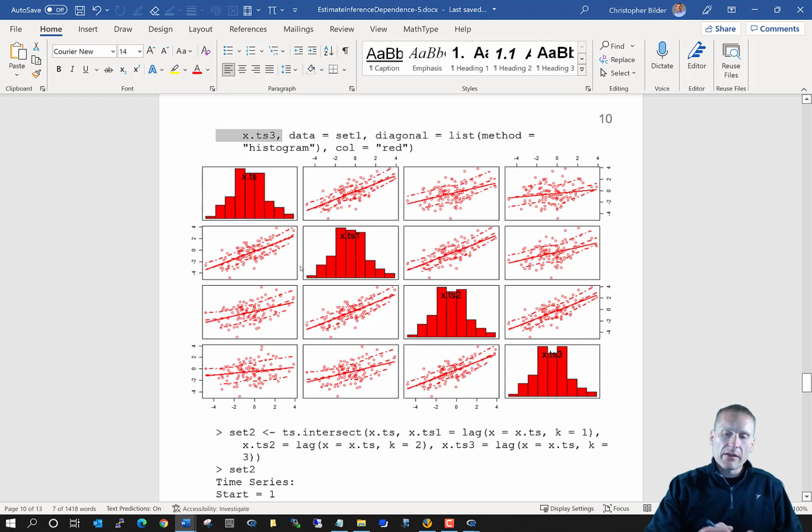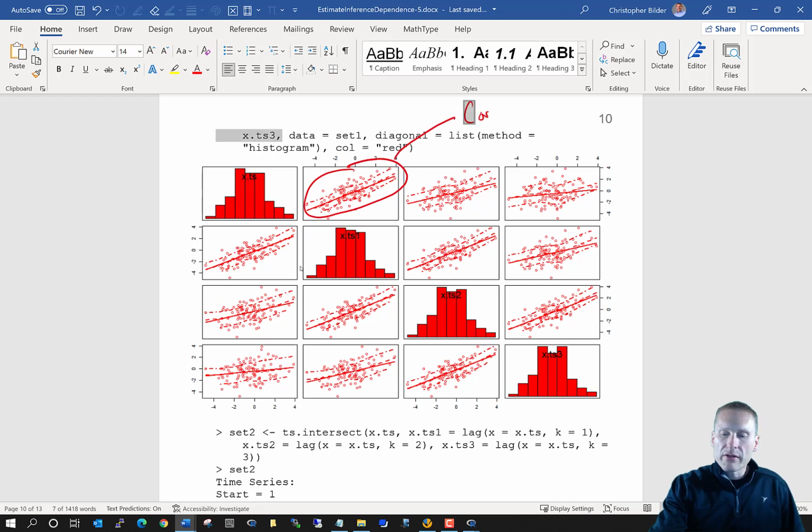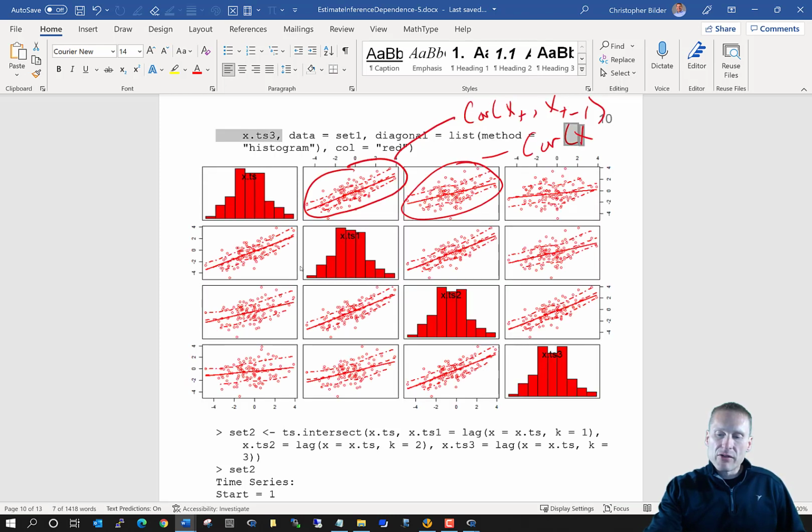And so this particular plot here corresponds to the correlation between xt and xt. Then xt and xt minus 1. This plot gives me a visualization of the correlation between xt and xt minus 2, and so on. We can see that as the lag increases, my association gets weaker, meaning the points are farther from each other and becoming more and more like a random scattering.